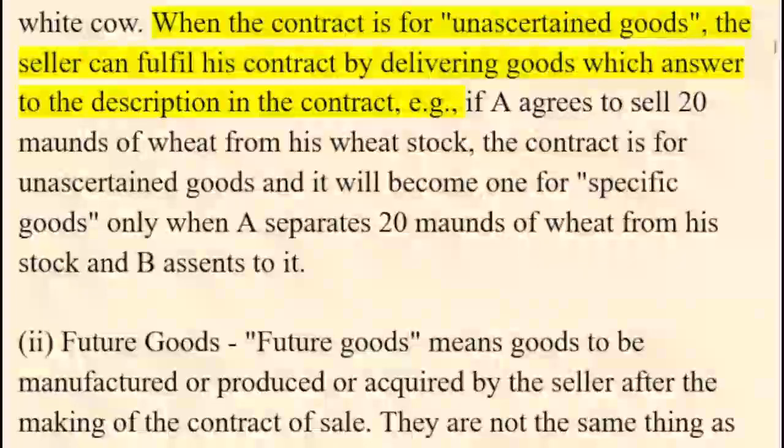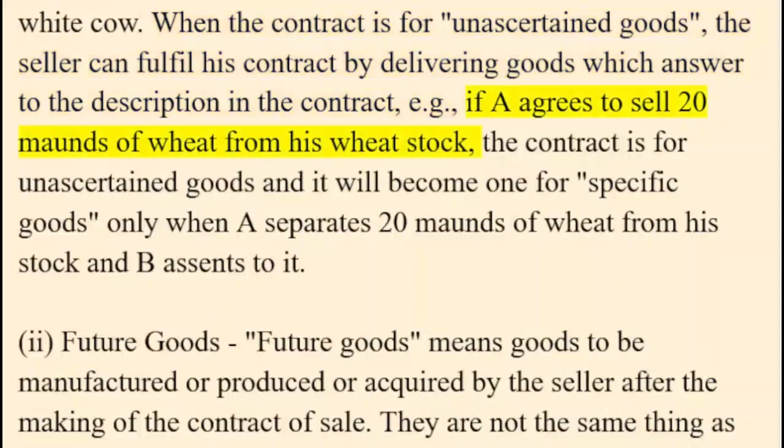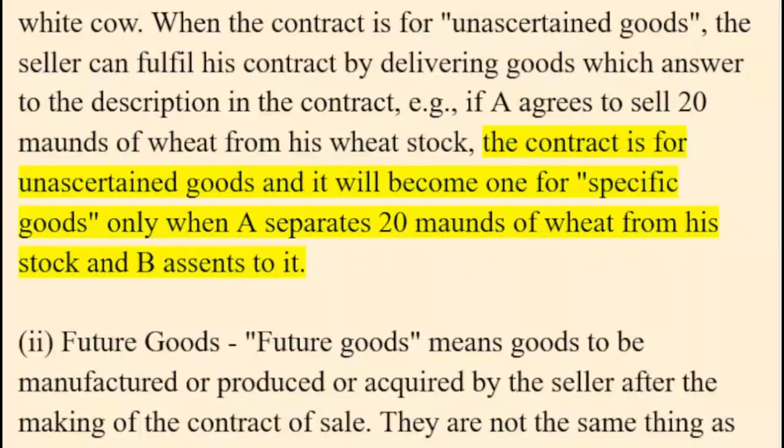When the contract is for unascertained goods, the seller can fulfill his contract by delivering goods which answer to the description in the contract, e.g. if he agrees to sell 20 maunds of wheat from his wheat stock. The contract is for unascertained goods and it will become one for specific goods only when A separates 20 maunds of wheat from his stock and B assents to it.